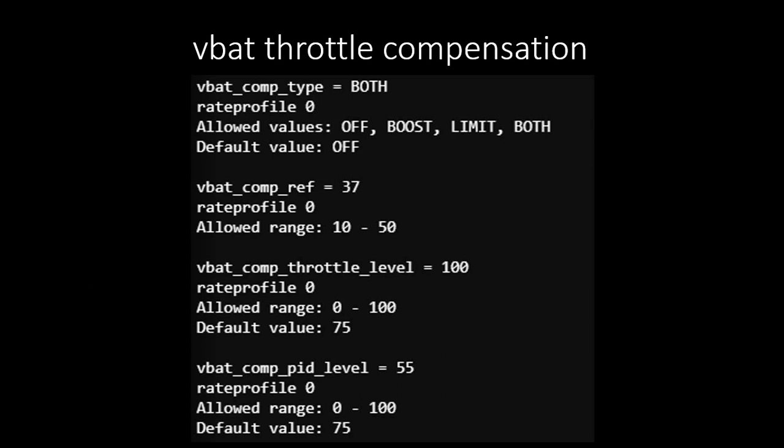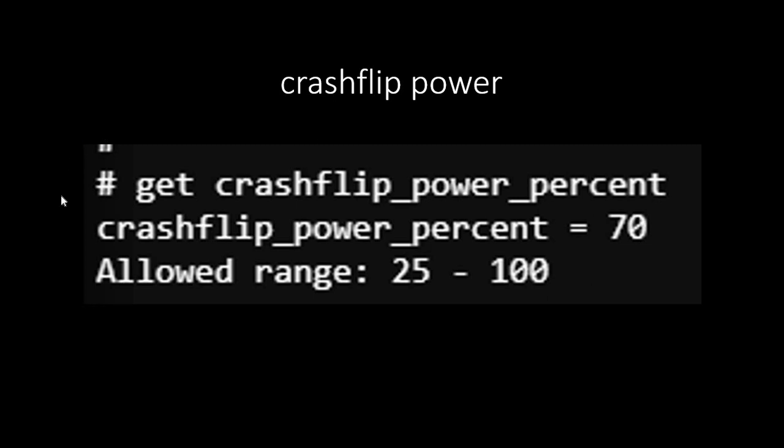One last command, CLI only setting, is crash flip power. What this is, it's your turtle mode power. So the turtle mode code has been slightly changed. Before, you really weren't getting full power when you tried to do a flip.